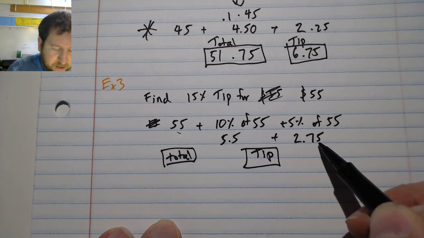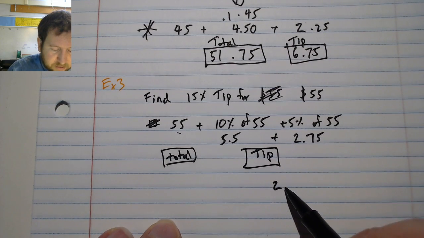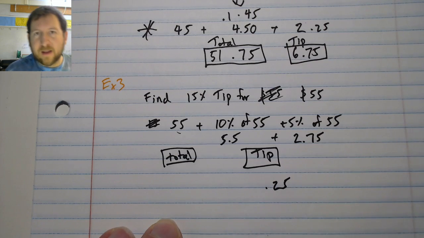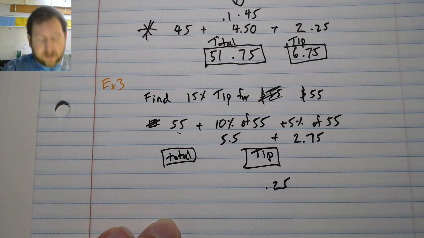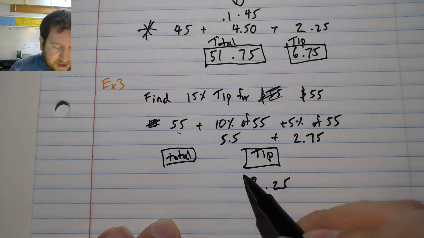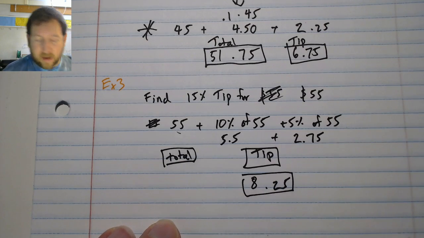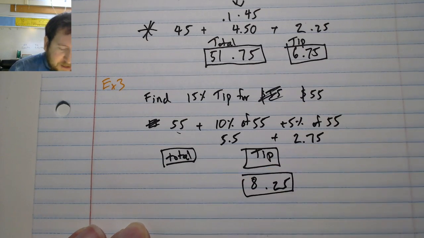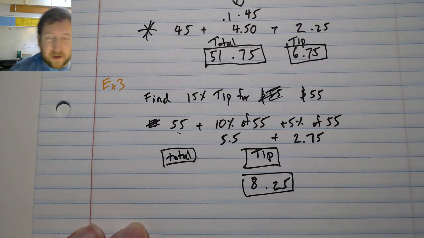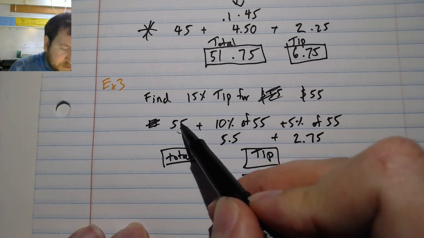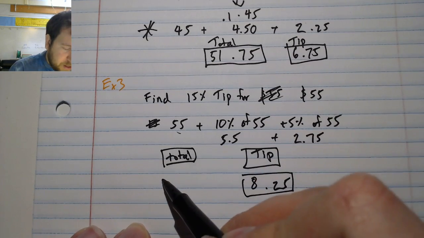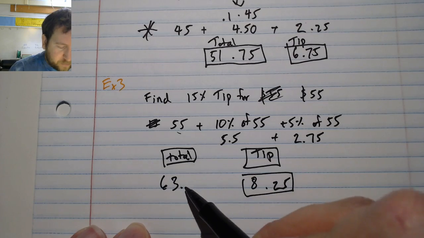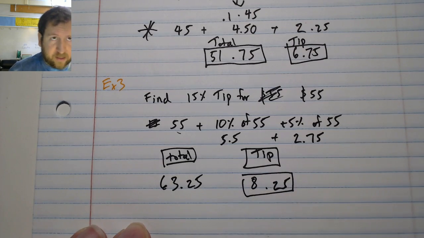If I add up the cents, it's going to be 25 in the coins section. And 2, 5, 6, 7 plus the one that I carried is going to give me $8.25. That's about the tip that I should put. Now I'm going to add that back to my 55 to get my total check, and I'm going to do my best to do this in my head. 55 plus 8.25, well, that's going to be 63.25. I think 5, 6, 7, 8.